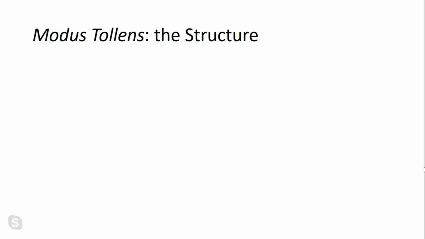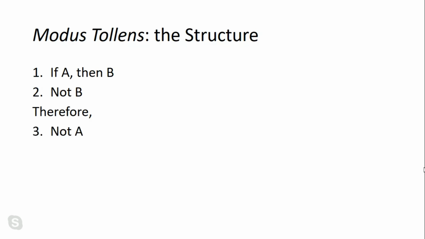How about modus tollens? Here's the structure of a modus tollens. Again, I'll just lay this out simply. If A, then B, that's exactly like the first premise of a modus ponens. But now, remember, modus tollens is the way through denying to deny, modus tollendo tollens, not B. So this is the claim that B is false, therefore not A. That's our structure. And again, anything with that structure will be valid.